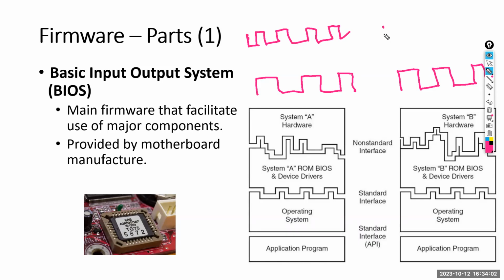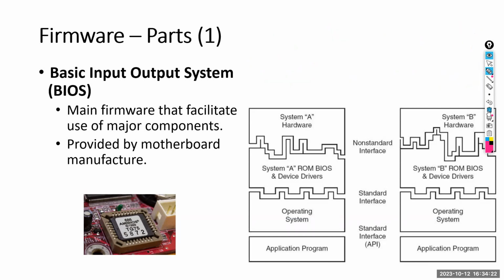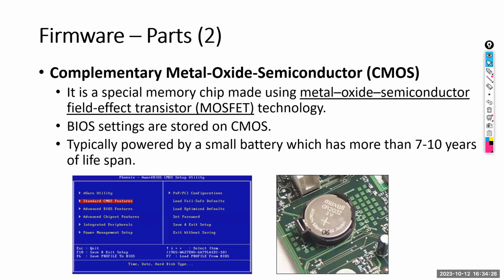Maybe my hardware 2 is something like this. So this firmware layer provided by hardware vendor 1 and hardware vendor 2 makes it compatible. Okay. So that is what BIOS is doing. Basic input output system. Basically, BIOS are the system drivers. Basic drivers. Right.